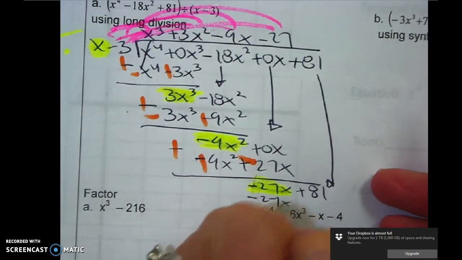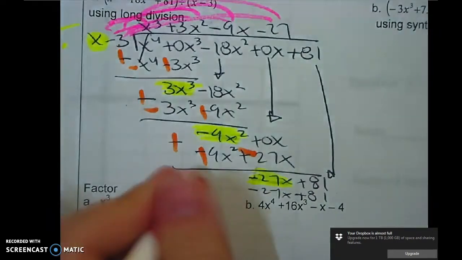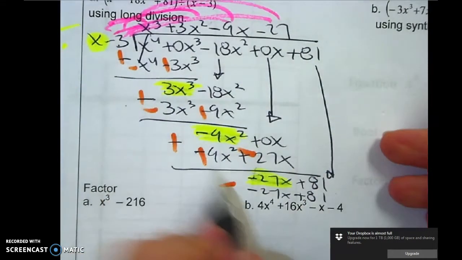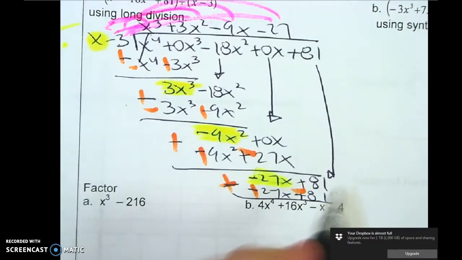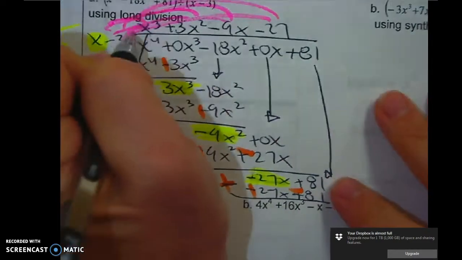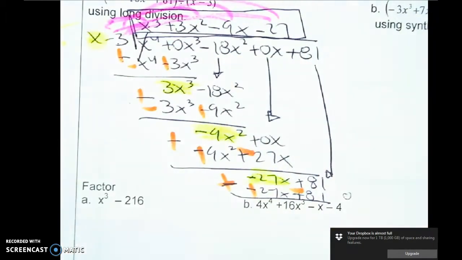Negative 27x plus 81. Subtract. Oops, subtract. Change the signs of everything to the right, and there is no remainder. So my answer is x cubed plus 3x squared minus 9x minus 27.